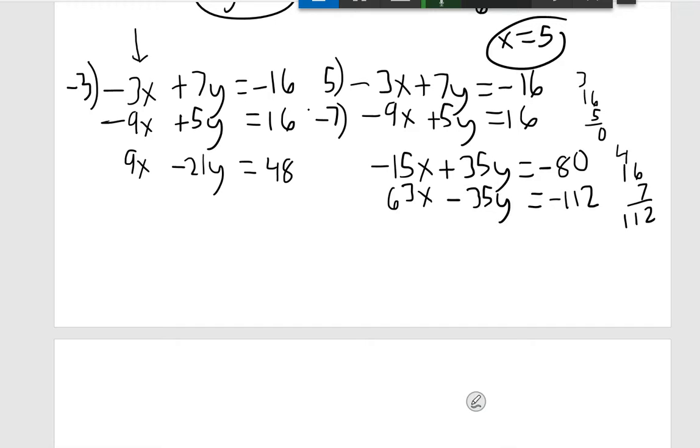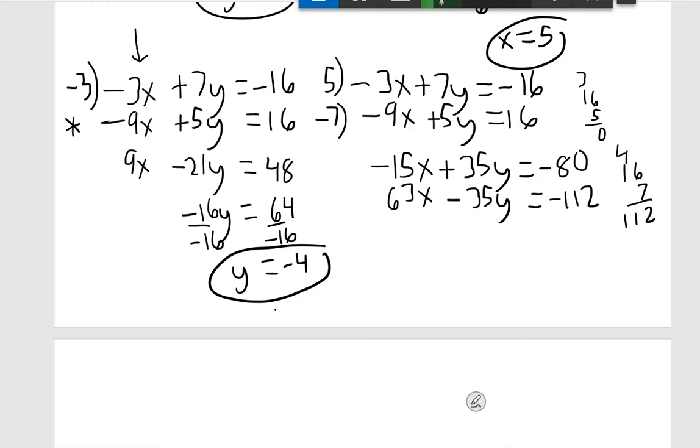Okay? So now we could choose which one we want to use. I actually think this one is the easiest. So -9x plus 9x would cancel. 5y and a -21y would be a -16y. 16 and 48 would be equal to 64. And then we would divide by -16 on both sides. So y equals -4. And then to figure out what the x is, we can go back to either of our first equations, substitute the y.